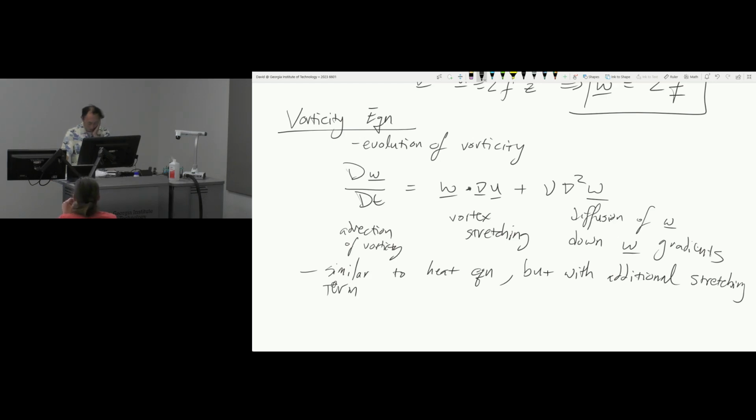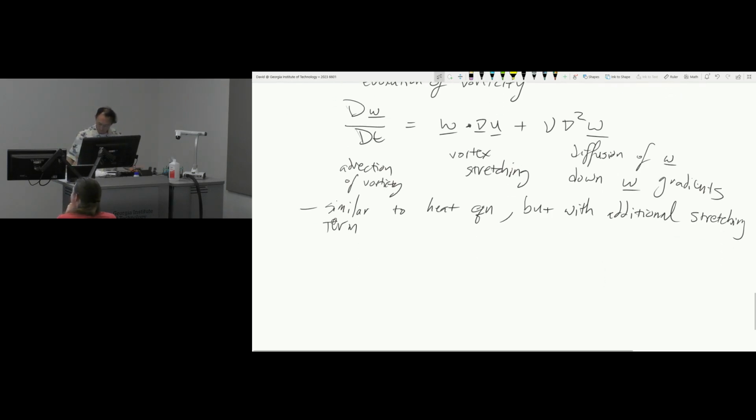I kind of want to leave you last time with some intuition about this equation. We have the derivation, but I feel like the derivation is less important. So we'll get to the derivation last time, or maybe I'll just make it a homework. Okay, let's talk about vortex stretching.